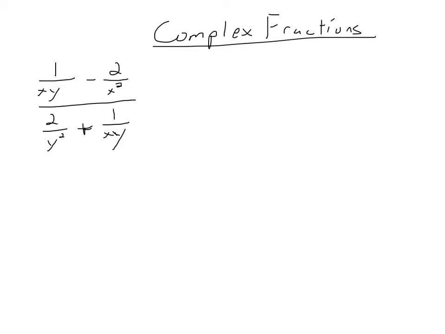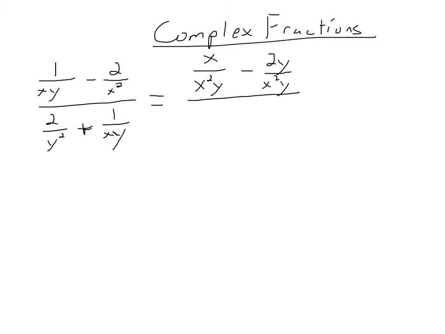We can also do the same thing when we have variables. Now in this case, with this fraction, we also have to simplify the numerator and the denominator. So we need a common denominator for each. On top, our common denominator is going to be x squared y. And our first term is missing an x. Our second term is missing a y, so that's going to be minus 2y over x squared y.